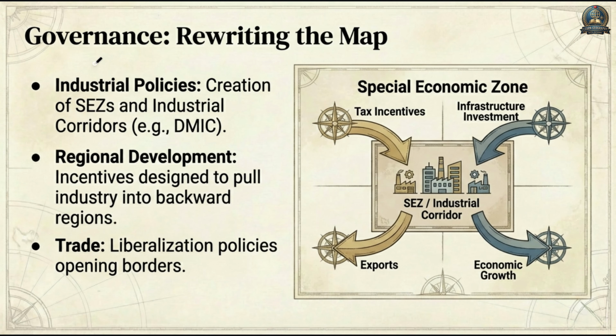Then governance, rewriting the map. Industrial policies: creation of SEZs, special economic zones, and industrial corridors, for example DMIC. Regional development incentives designed to pull industry into backward regions. Trade liberalization policies, opening borders, special economic zones, tax incentives, infrastructure investment, exports and economic growth.